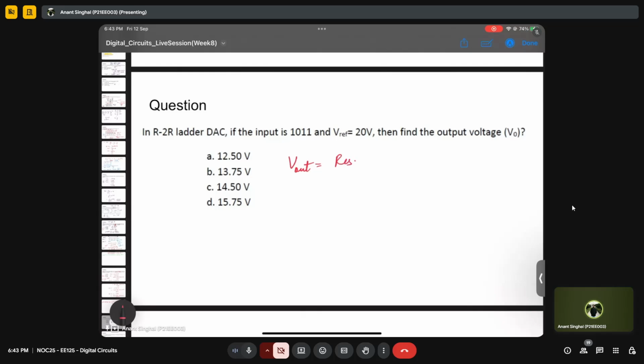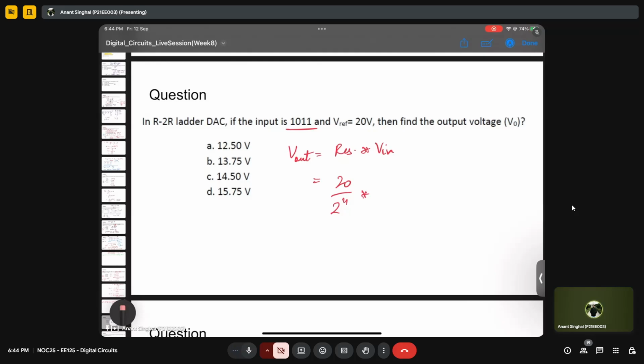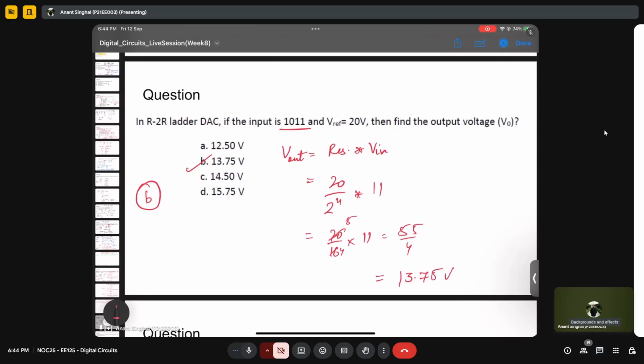So V out is nothing but resolution times V in. So resolution will be VREF, VREF is given 20, divided by 2 raised to 4, as it is a 4 bit, times V in. V in is what? 1011. 1011 is 8 plus 3, 11. So it's 20 by 16 times 11, which is 55 by 4, it's 13.75. Yeah, option B is the correct answer. I hope you have corrected.